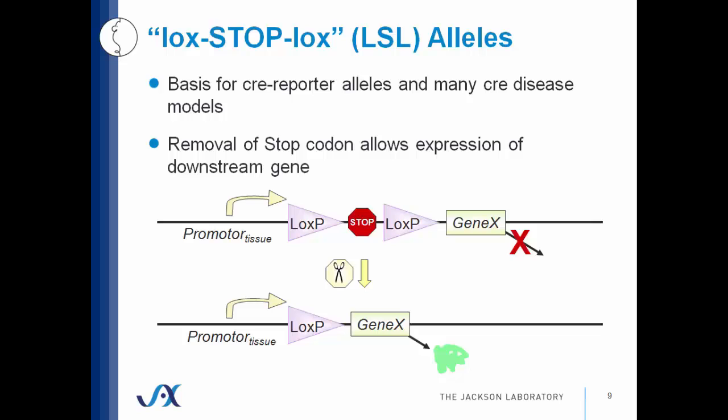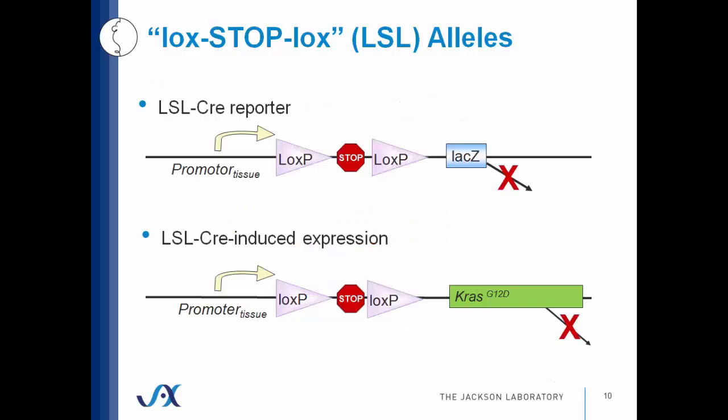So therefore you can regulate turning on that gene using Cre, whether it's a tissue-specific Cre or an inducible Cre, or however that can happen. And so that's often used for Cre-reporters, as you can see in the top example, where you have, say, a LacZ expression blocked by that lox-stop-lox allele, cross to a Cre, then you get LacZ expression.